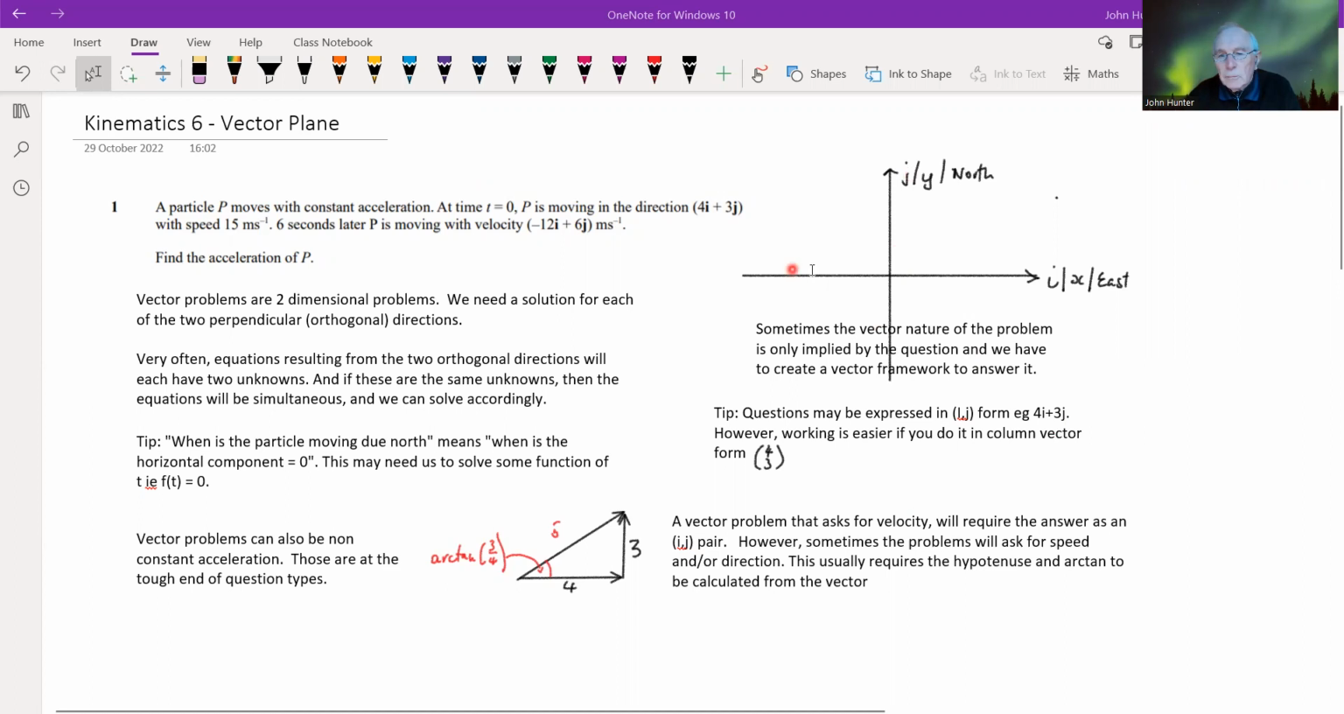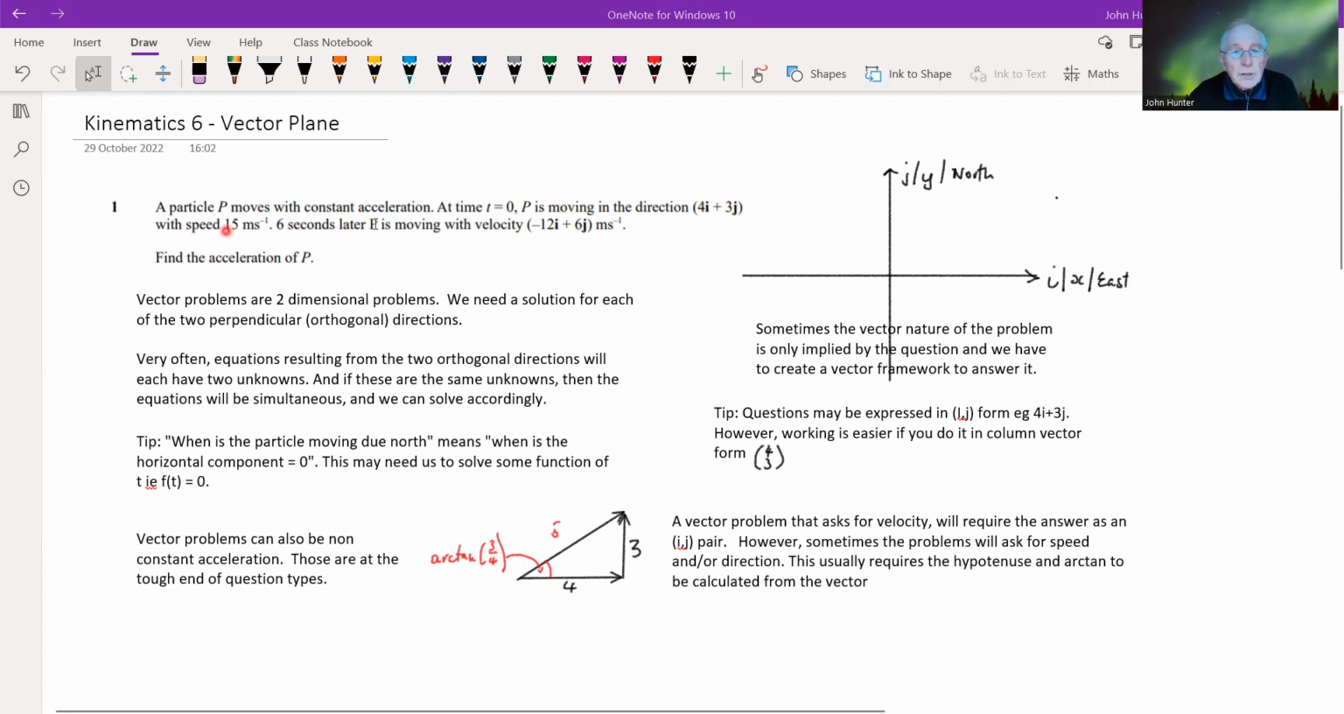If we draw this out, and very often these diagrams are useful, we'll either be denoting our dimensions as i and j, sometimes x and y, and very often these problems talk about east and north, so it tends to be rightwards and upwards that we're using as our positive directions.